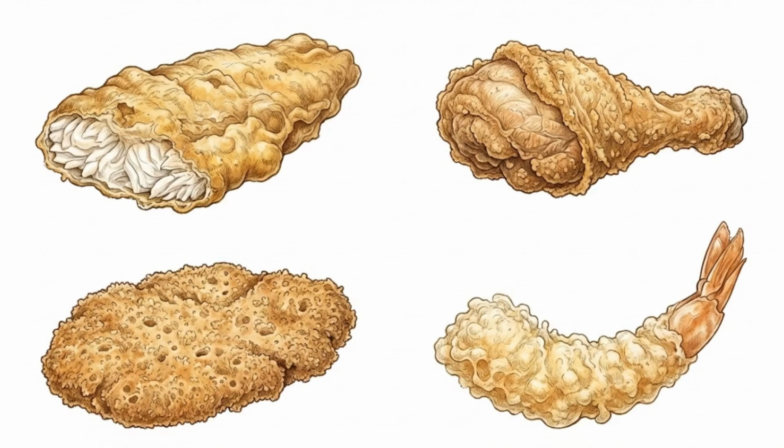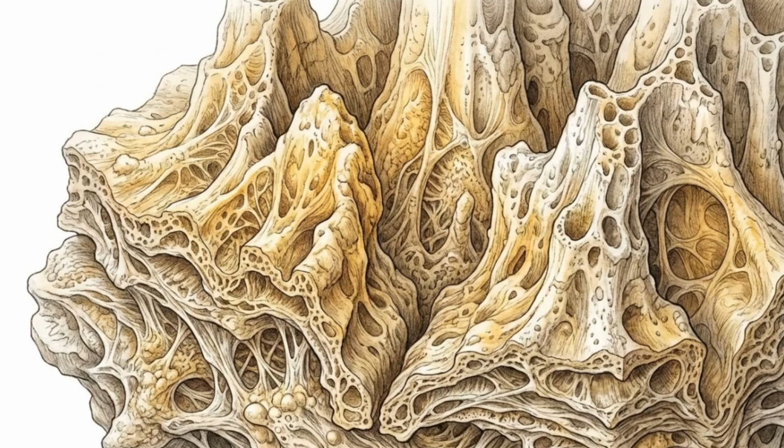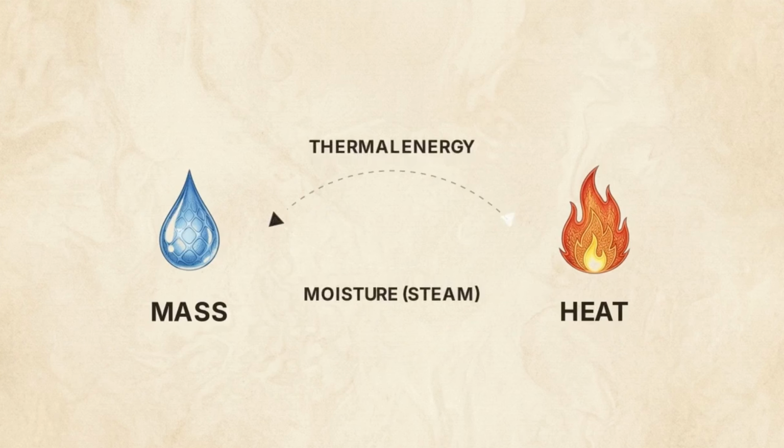Deep fat frying is a multi-phase physiochemical unit operation. While it involves submerging food in hot fat, the process is a complex interaction of thermodynamics, hydrodynamics, and structural chemistry. The process is defined by high-temperature dehydration. This occurs through a continuous exchange of heat and mass between the oil and the food.